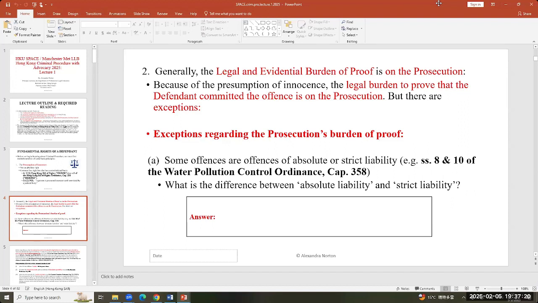If it's an offense of strict liability, then the defendant is presumed to be guilty if he's performed the actus reus, but he can raise a defense of honest and reasonable belief, right? For absolute liability offenses, there is no ability to claim that you had an honest and reasonable belief in a different state of affairs, right? You're just guilty. So that's the difference between absolute and strict liability offenses.